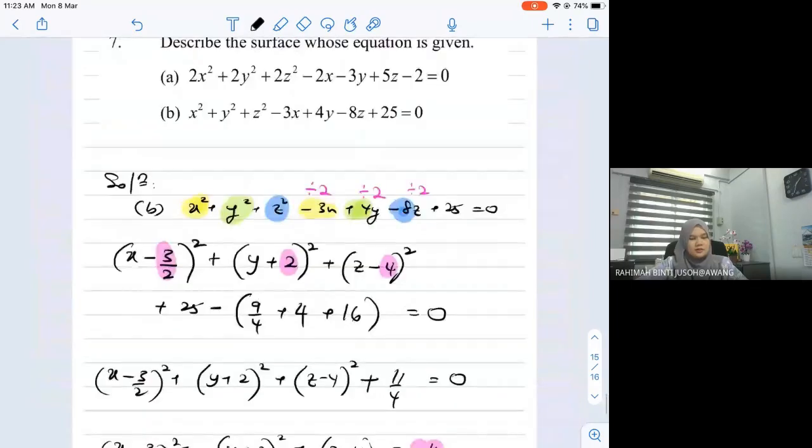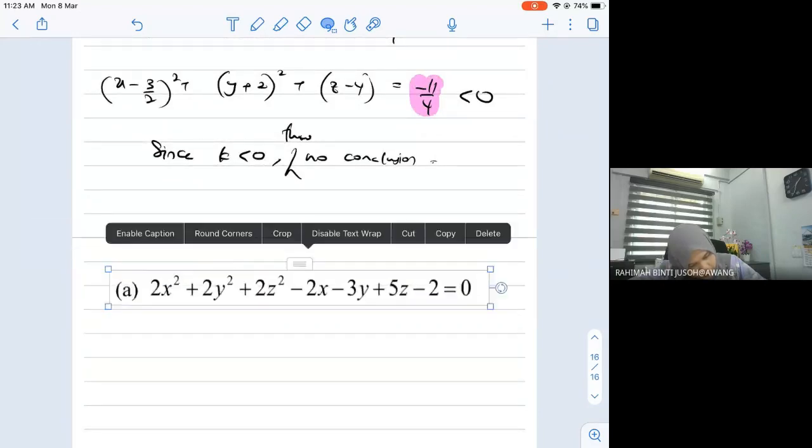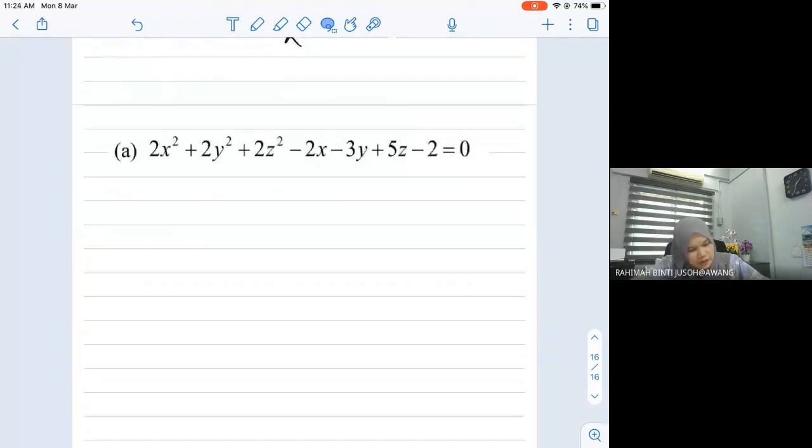Okay. Now we do question A. We have coefficients here. Okay, first step, it doesn't matter whether the coefficient is 2 or 3. First step, you have to ensure that all the coefficients become 1. So in this case, we need to divide everything by 2.